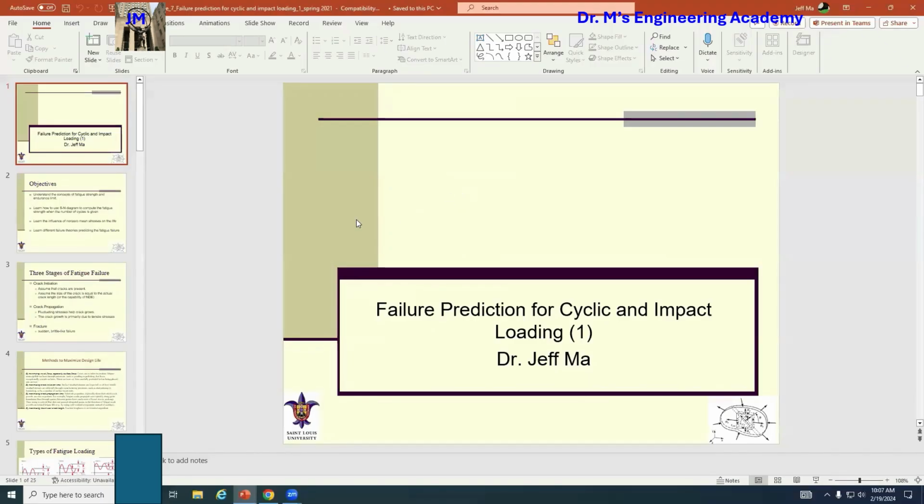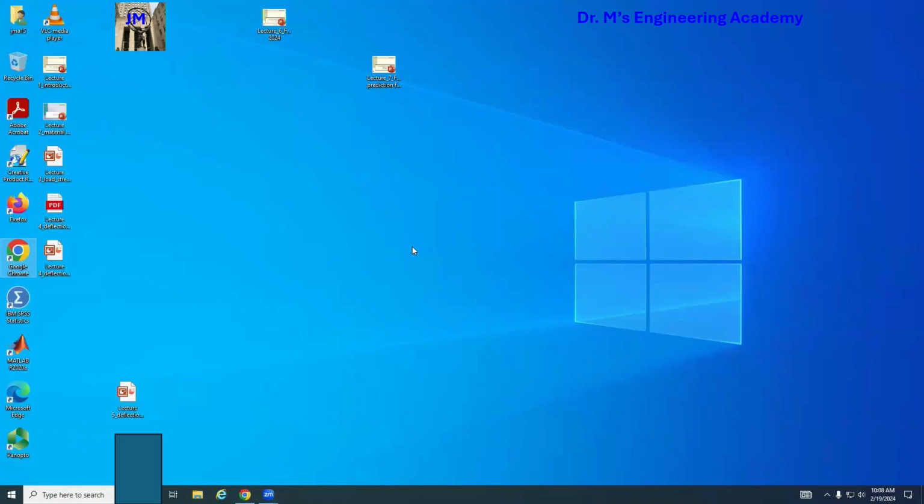Now, questions so far regarding the Gerber line, Goodman line, Soderberg line? No questions? Then I'm going to talk about the next slide. This is the Paris law. And then I'm going to give you an example.